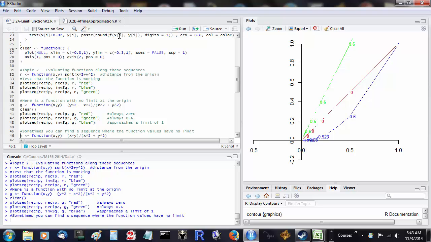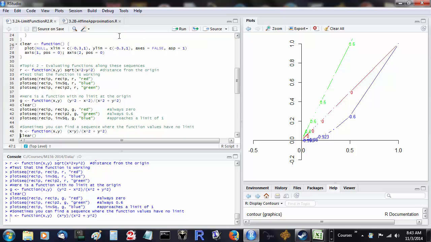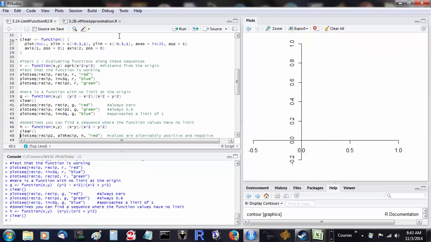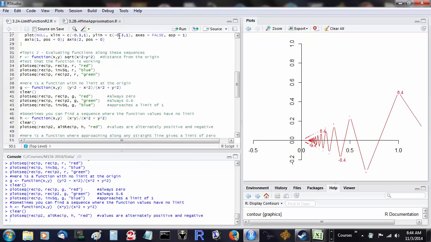Here is a function x times y over x squared plus y squared. I will clear the plot, and this time I will use a sequence where the signs for the y-coordinate are alternately positive and negative, and you can see as I move in along that sequence, the function values are alternately plus 0.4 when y is positive, minus 0.4 when y is negative, and so the sequence of function values doesn't approach a limit at all.